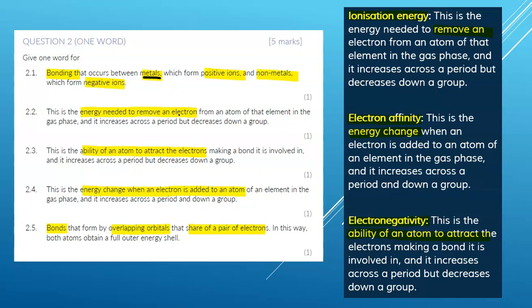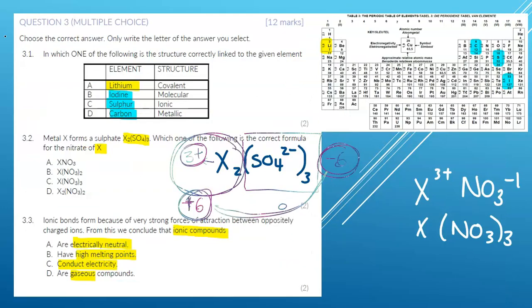So the energy needed to remove an electron, that's your ionization energy. The ability of an atom to attract electrons, that would be electronegativity. And then the energy change is the electron affinity. Okay. And then bonds that form by overlapping orbitals that share a pair of electrons, that is your covalent bonds. Right. Okay, only the multiple choice and then we are done.